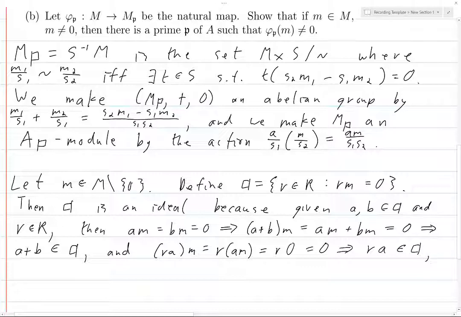And clearly, I guess we have to say this: 0m equals 0, which implies that 0 is in A. Although, no, we didn't need to do that because we could have just chosen this element, because 0 is an element of R. And so, yeah, we're good. So this proves that A is an ideal.